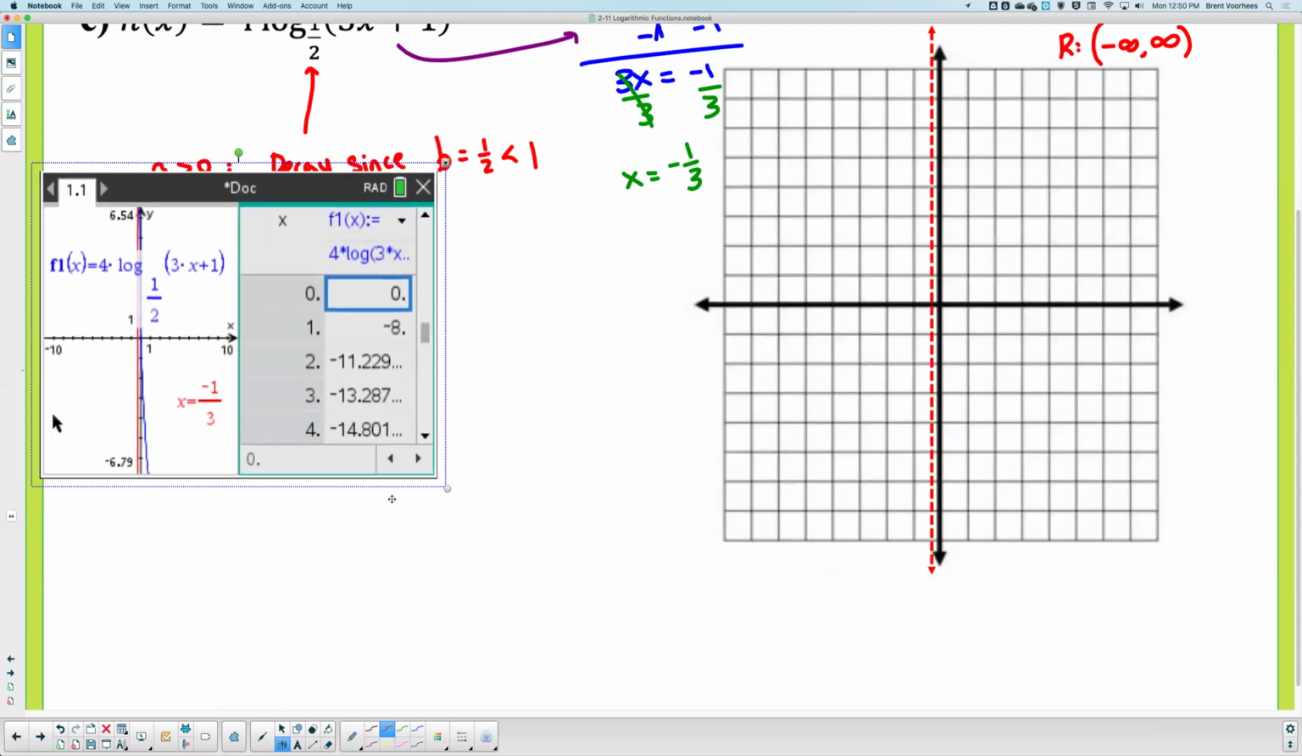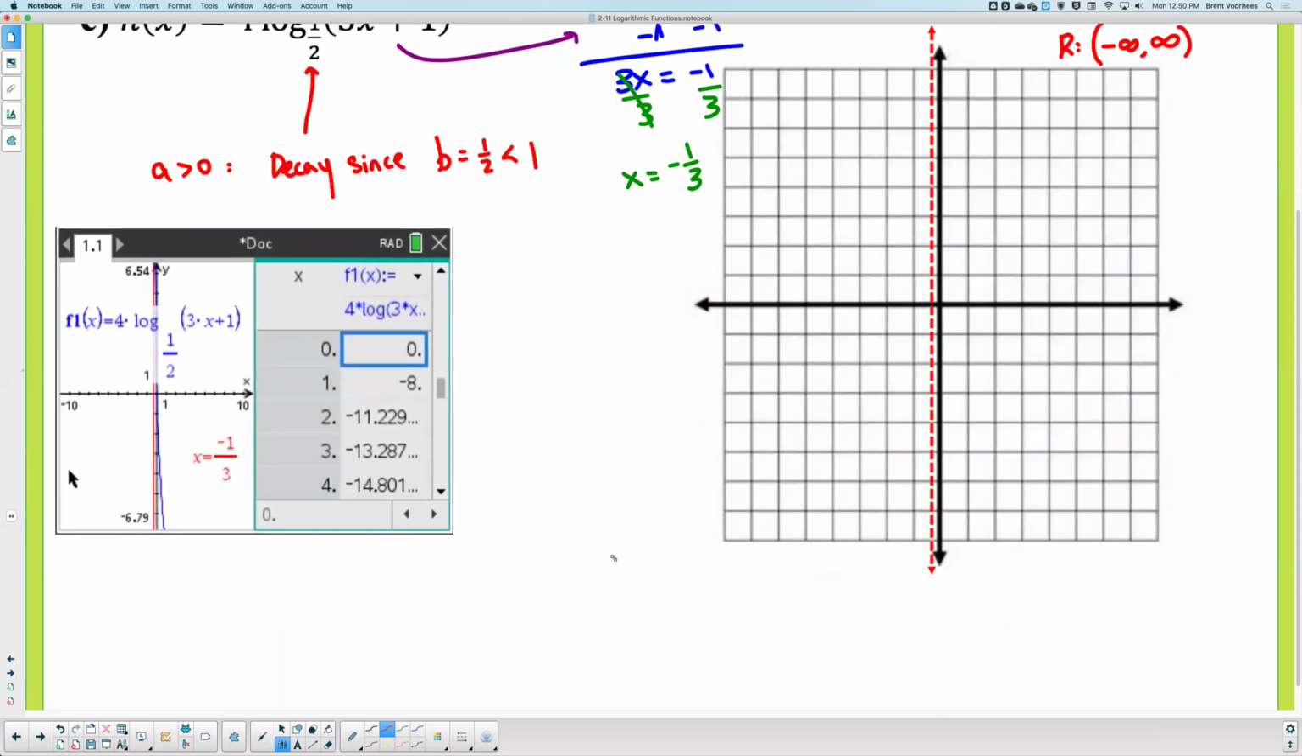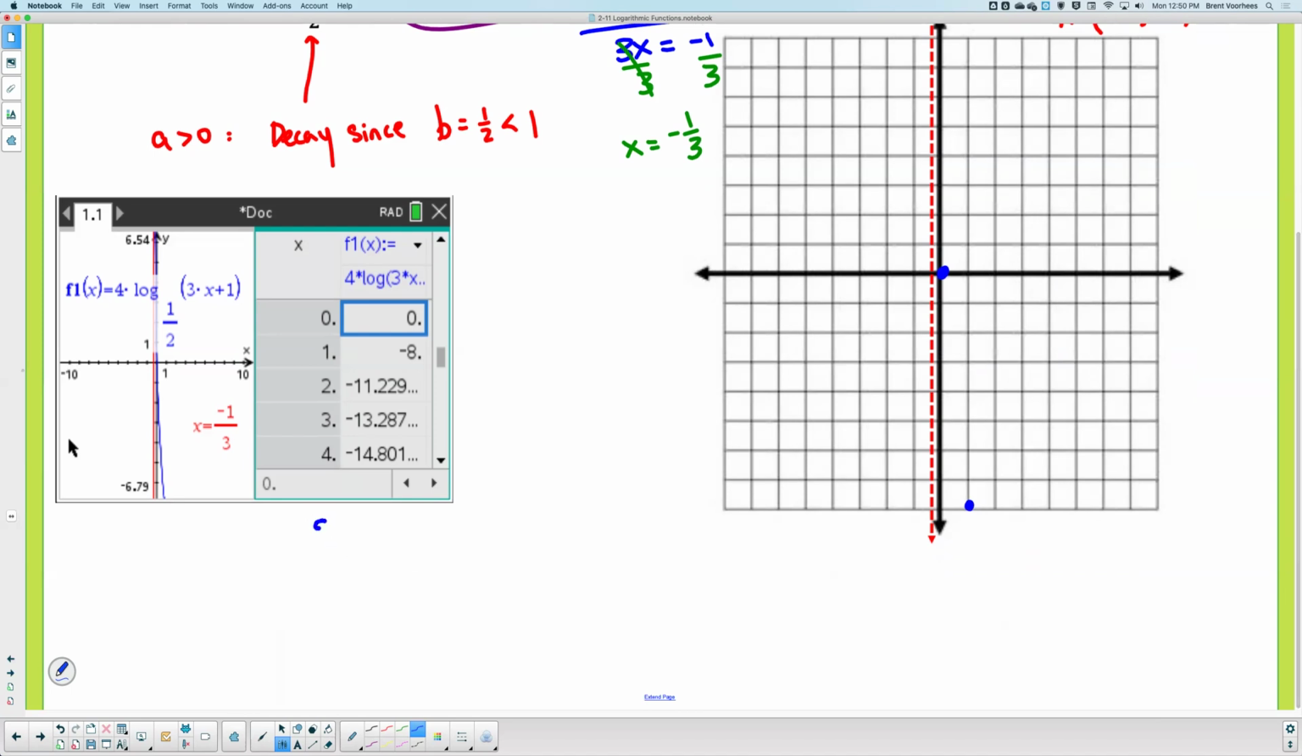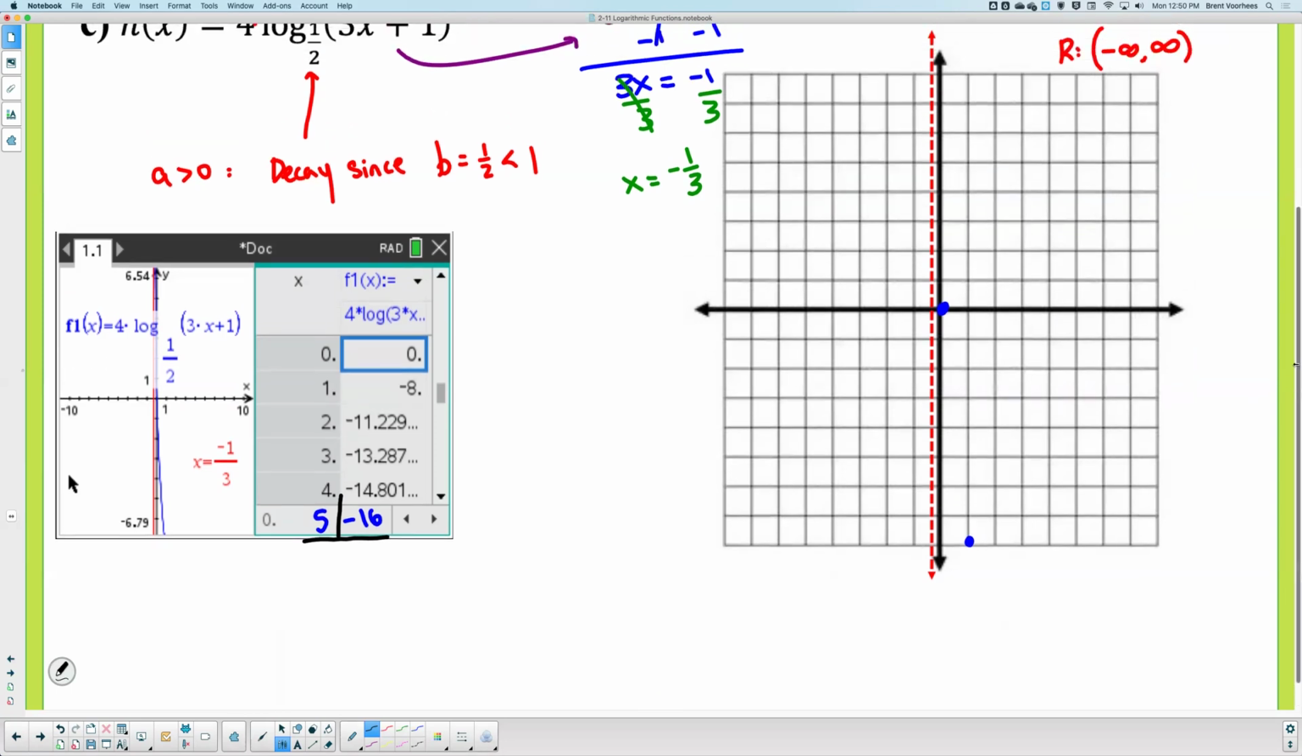Let's plot 0, 0, and we'll plot 1 to the right, down 8. That's right there. What did we say the next one would be? 5, negative 16. I could put that on my table right up there if we wanted to, but I ran out of space. So let's go ahead and connect the dots.